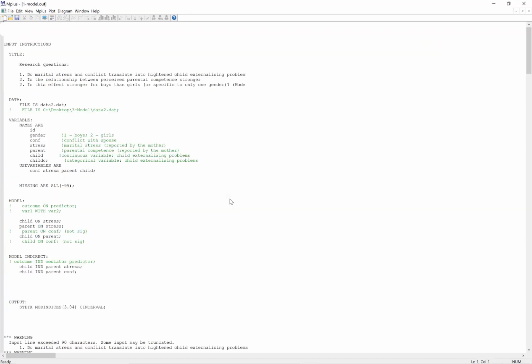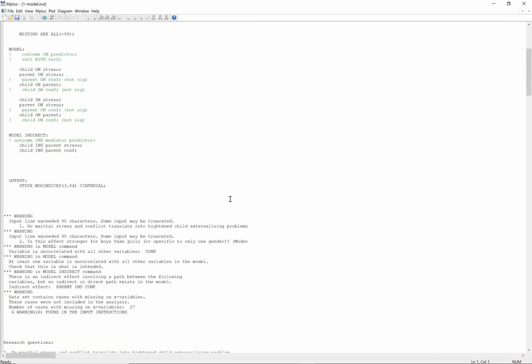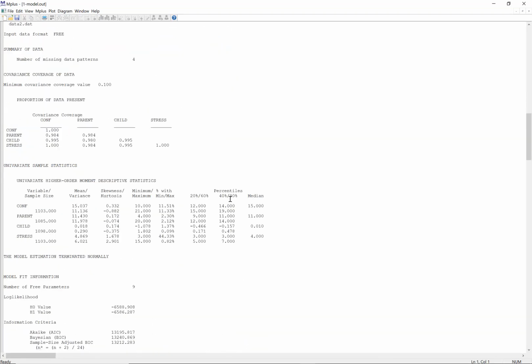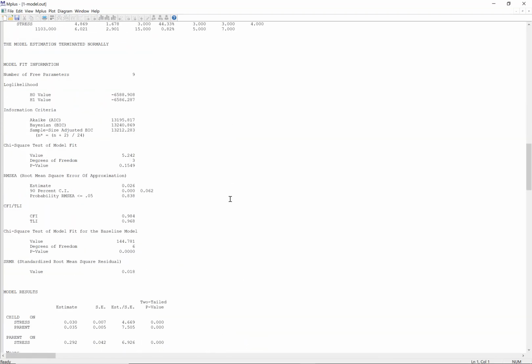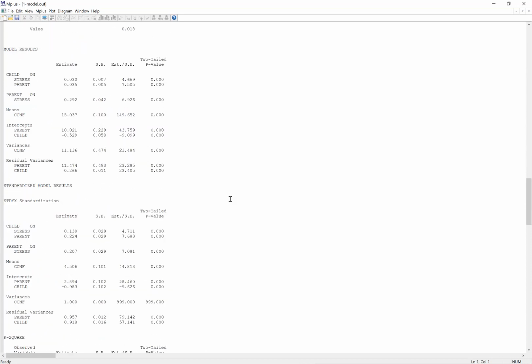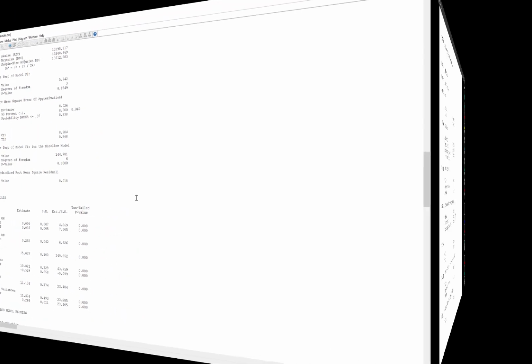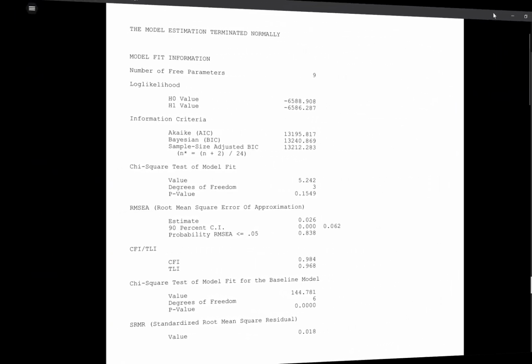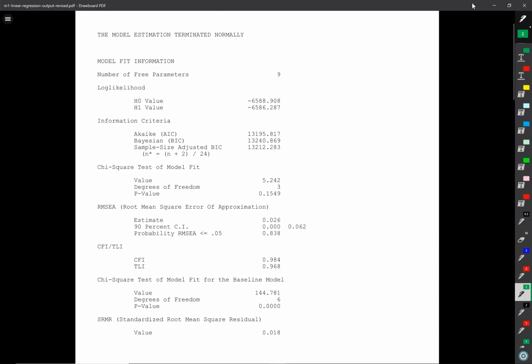So let me scroll down straight to the model fit. And I'm going to save the model fit and the model results again in a separate file so we can annotate it. So I opened it straight to the model fit information, and the first thing to note is that above this section of the output file you get this thing here, model estimation terminated normally.